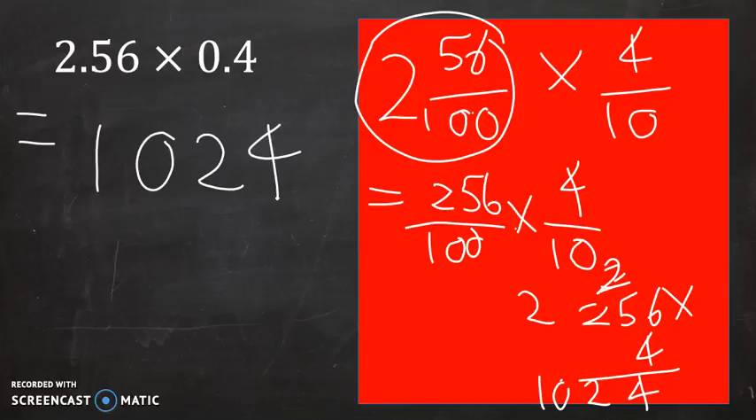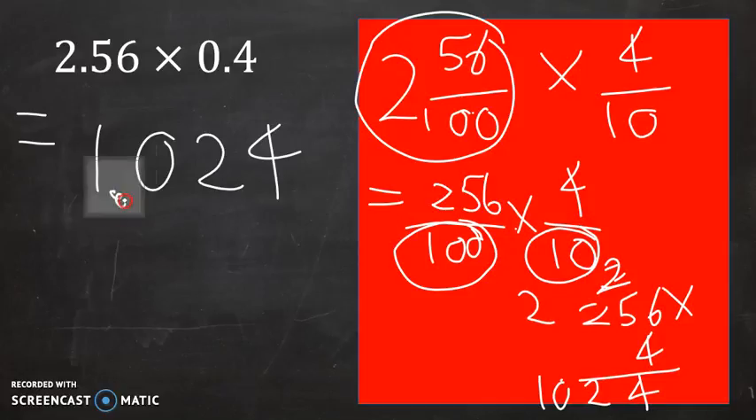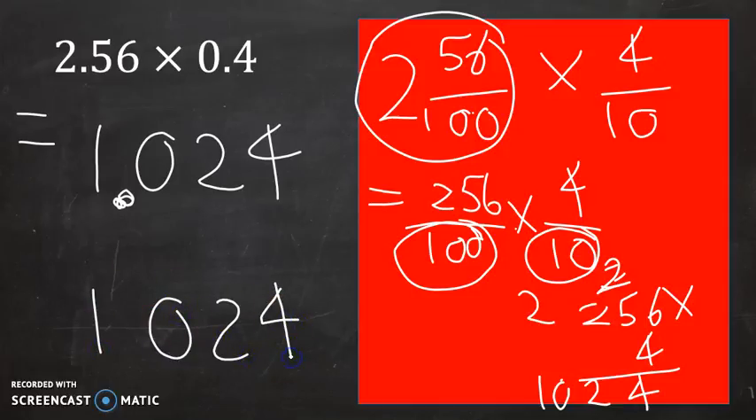So let's work out where the decimal place goes. We've got hundredths from the first fraction, tenths from the second fraction, and that makes thousandths altogether. Well, if I wanted thousandths, the dot would go here, 1.024, which is the same as 1 whole and 24 thousandths.